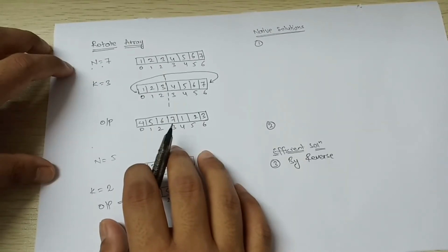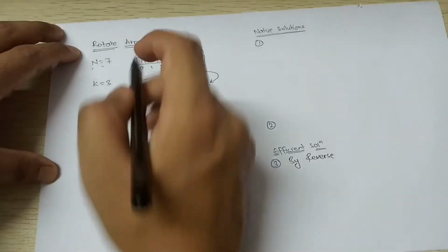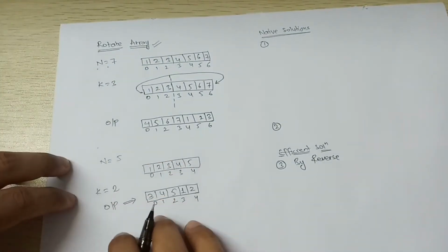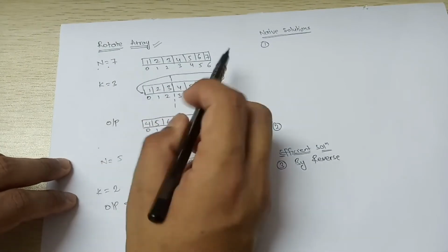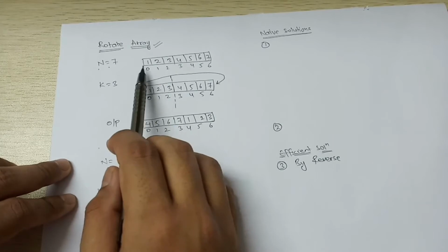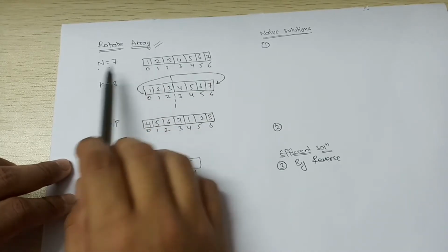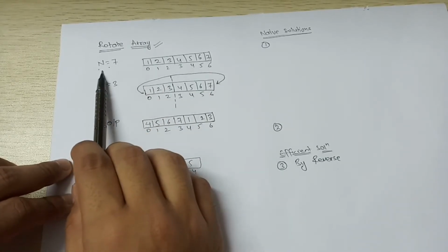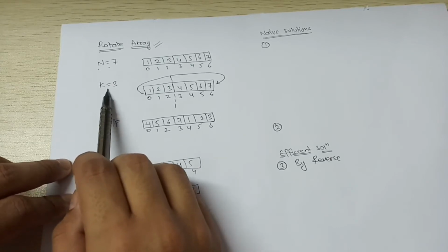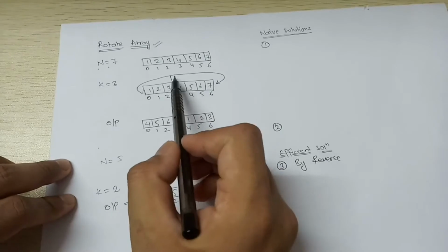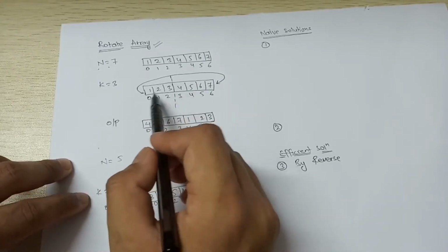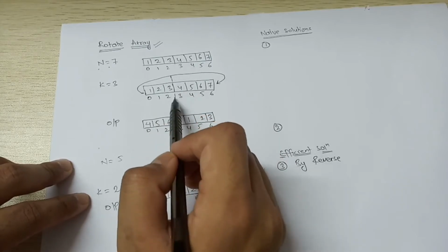Hello everyone, in this video let's solve a problem, rotate array. So let's first understand what the problem statement is. An array is given to you, and here in this example 7 elements are present in the array. So n is equal to 7 and another number is given to you, and with that number you have to take that many elements and rotate the array by that point.